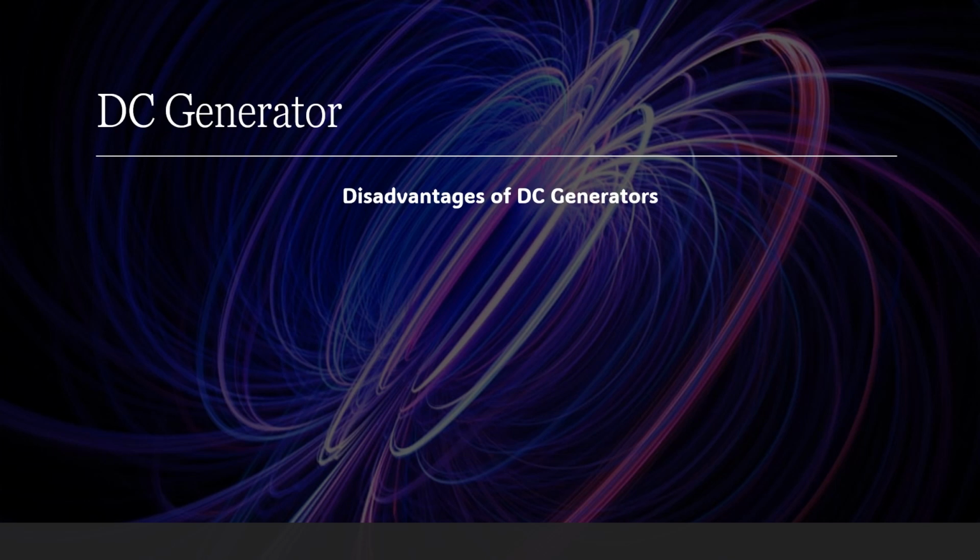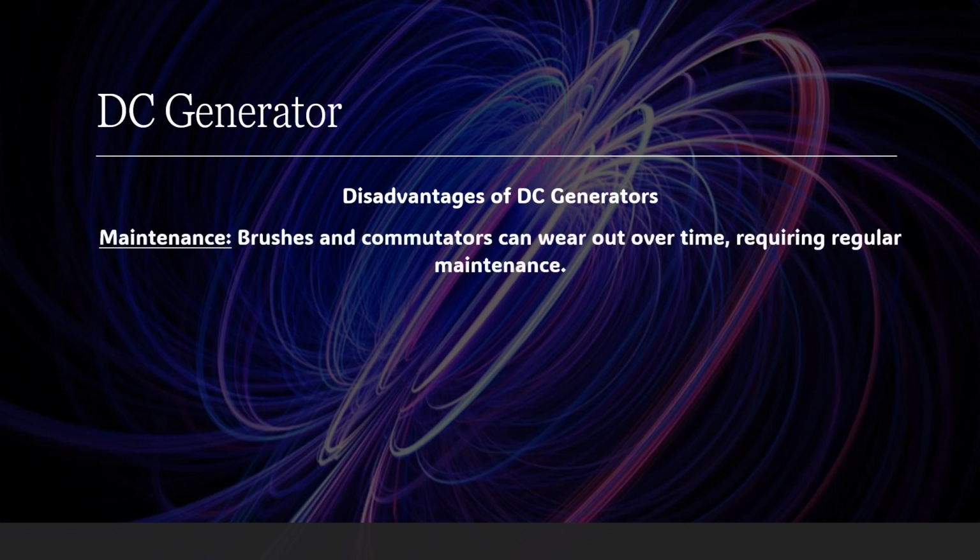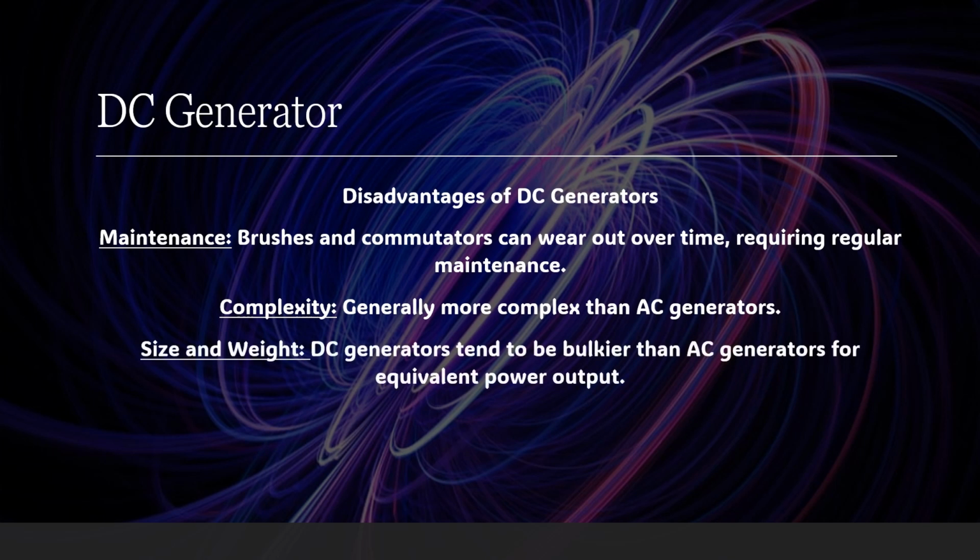The disadvantages of DC generators. The brushes and commutators can wear out over time, requiring regular maintenance, which means they can be quite costly. Complexity. They are generally more complex than AC generators. AC generators, we'll be talking about AC generators later in this video. And also the weight and size of DC generators tend to be bulkier than AC generators for equivalent power output.